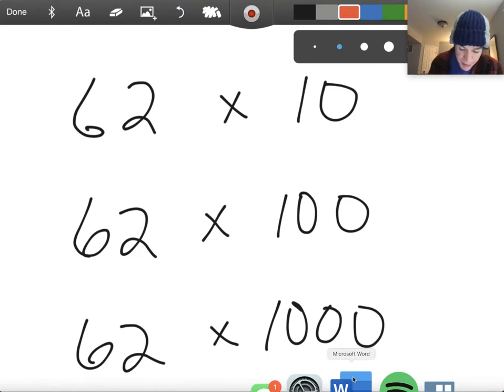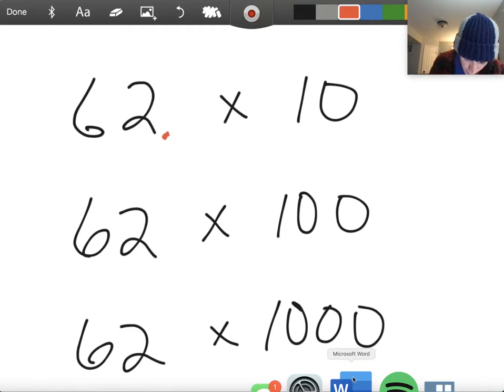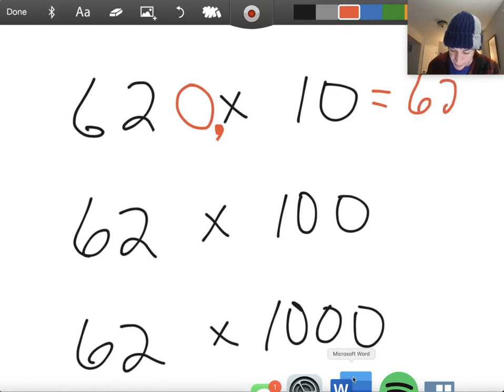So in the number 62, you'll notice we don't have a decimal, but if it's a whole number, it's always going to be at the end. If I move it over once to the right, I'll have an empty space, put a zero in that empty space. I can erase where the decimal was before, and I get a new number. That means that 62 times 10 is 620.